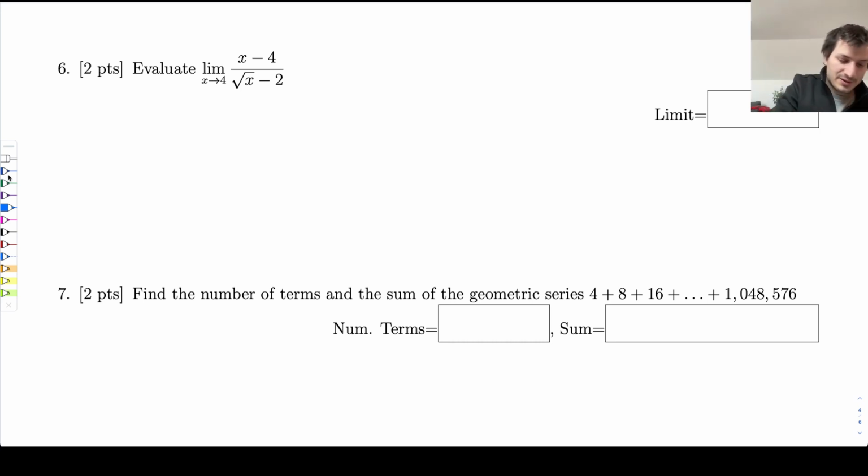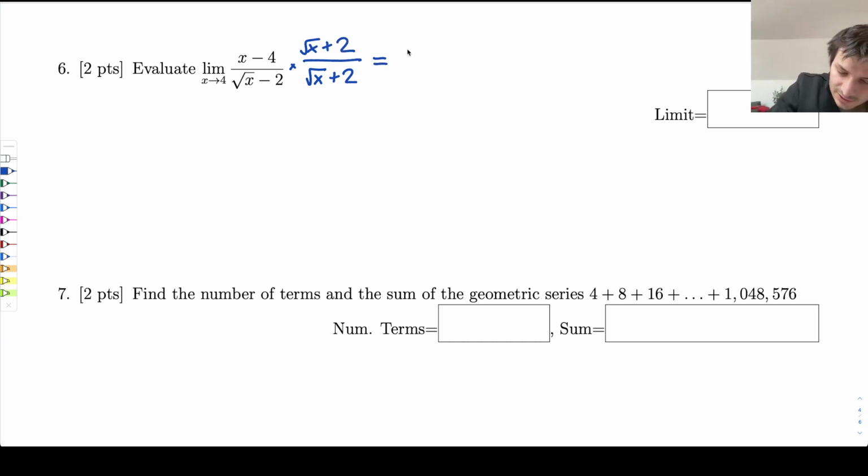The thing that should pop into your head is to multiply by the conjugate. So you got to multiply by the conjugate. The conjugate here is square root of x plus 2. And the whole point is we are forcing a difference of squares. So square root of x plus 2 on the top and the bottom. And that forces on the bottom a difference of squares.